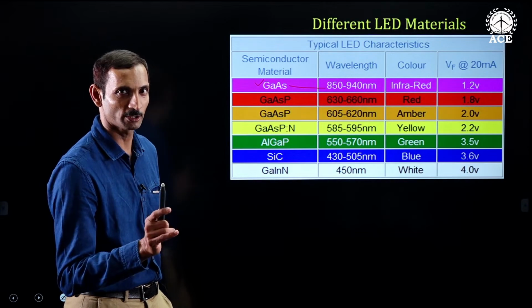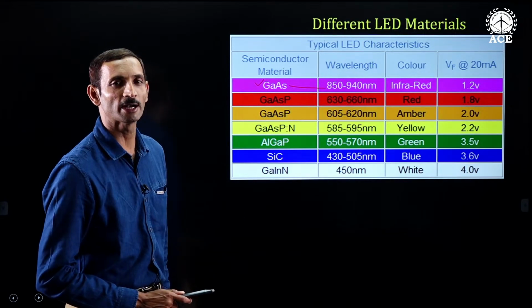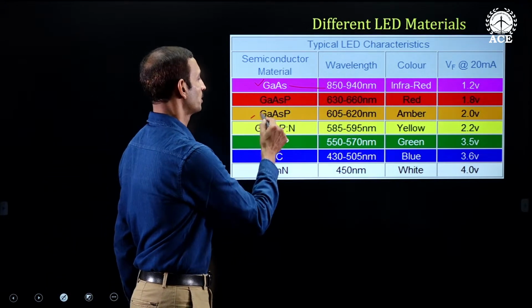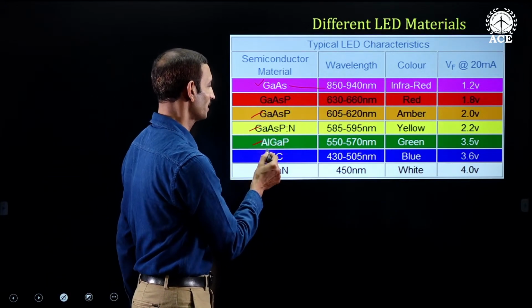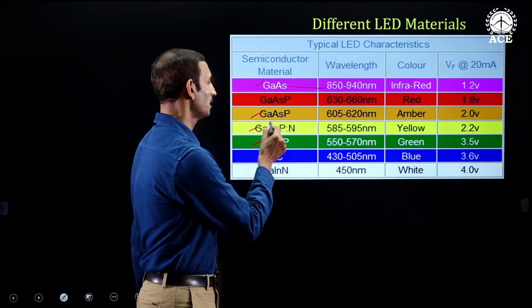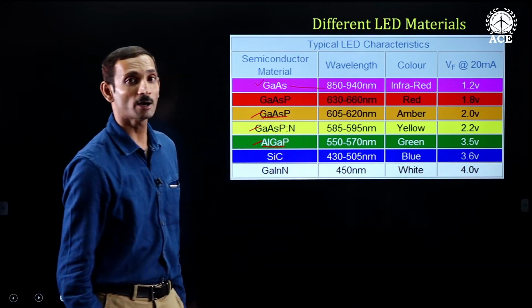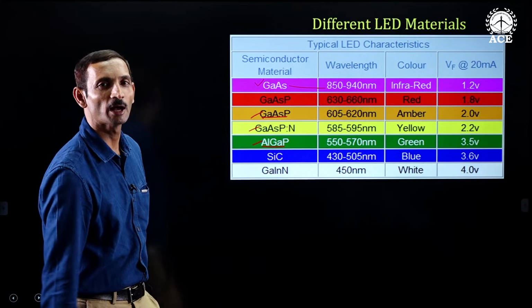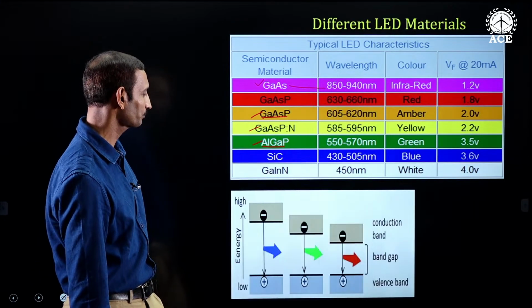Gallium arsenide, if it is used, is designed only for data transmission in the infrared region. Whereas these are the ones which give particular colors. Green color is due to aluminum gallium phosphide. And if you talk about yellow or orange color, it is gallium arsenide phosphide. So this is how different materials produce different colors for an LED.